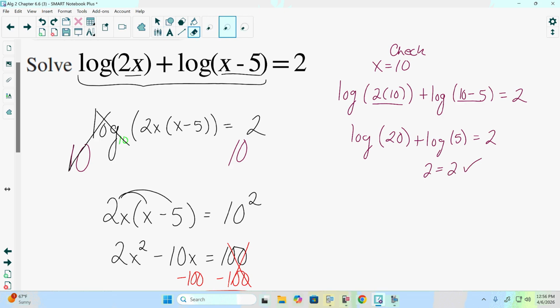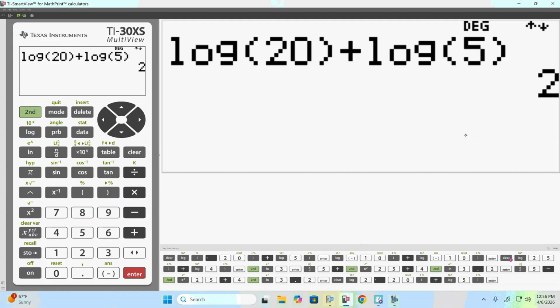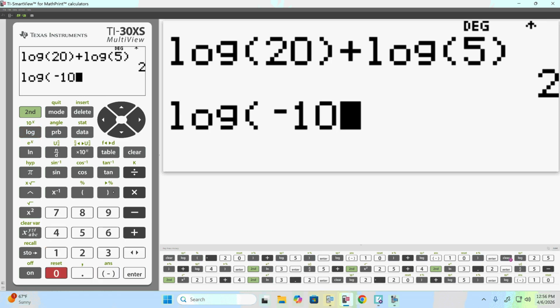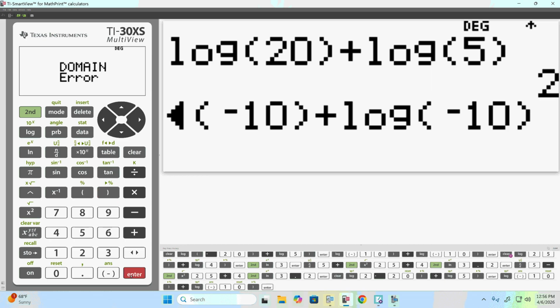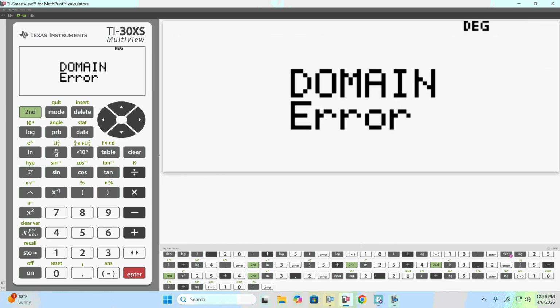Now we're going to do the exact same thing, but instead of checking it with 10, we're now going to check it with negative 5, because that was our other solution. Inside the first log, 2 times negative 5 would be negative 10. Negative 5 minus 5 is also negative 10. I can grab the calculator and say log of negative 10 plus log of negative 10, and it tells us that the answer is domain error.